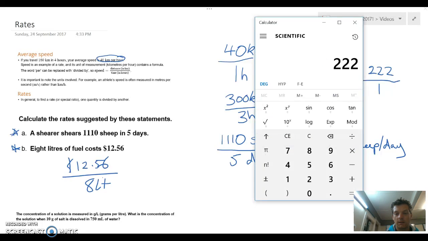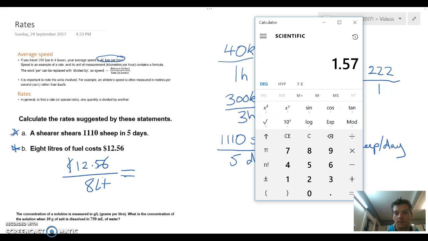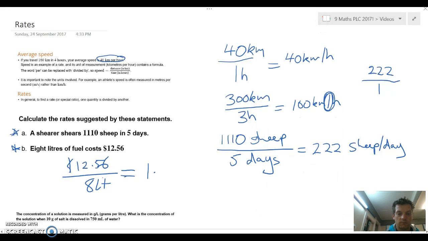Again, punch that into our calculator. 12.56 divided by 8. $1.57 per litre. Okay, so it costs $1.57 per litre. Let's just write that out properly there, and we would just normally give our litres as that capital L.